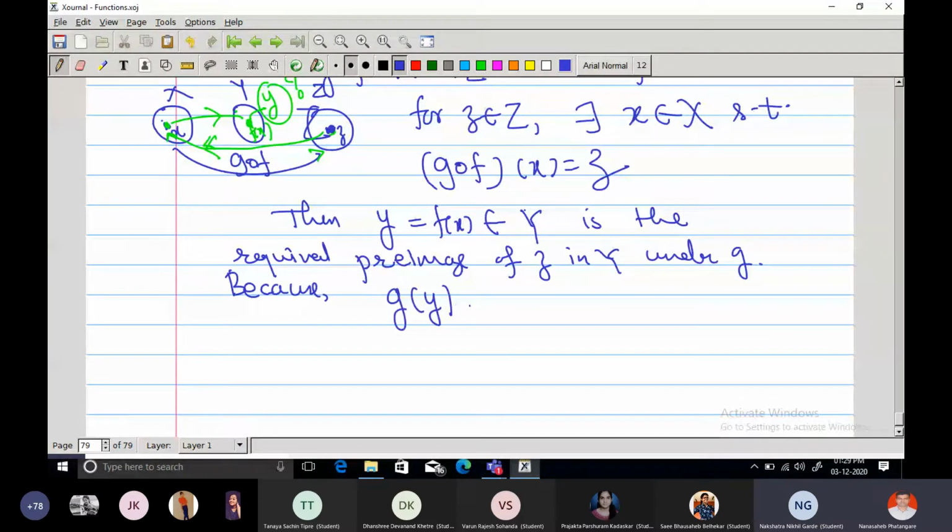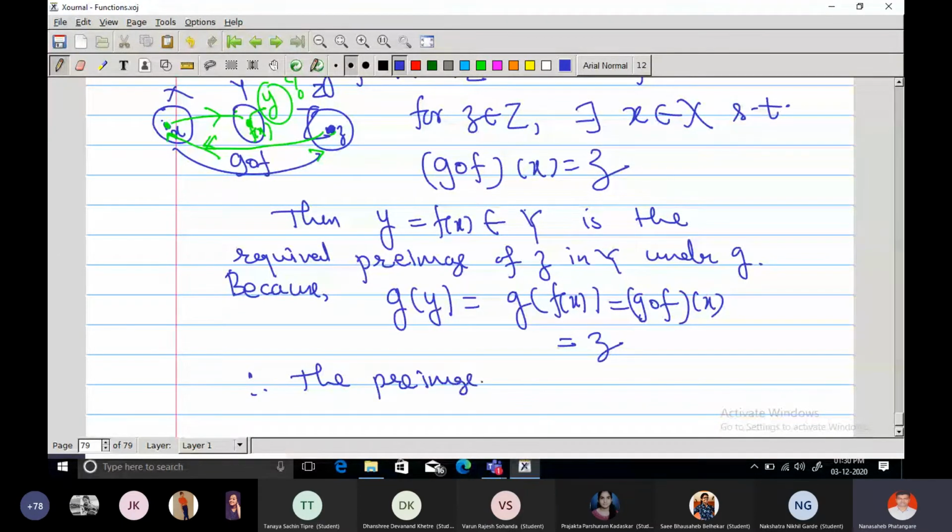If I apply G, that means G of F of x. If I apply G on this element y, does it give us z? G of F of x, but G composite F of x is already known to be z. Therefore this is the right candidate. Therefore, the preimage of z under G is y, which is F of x.